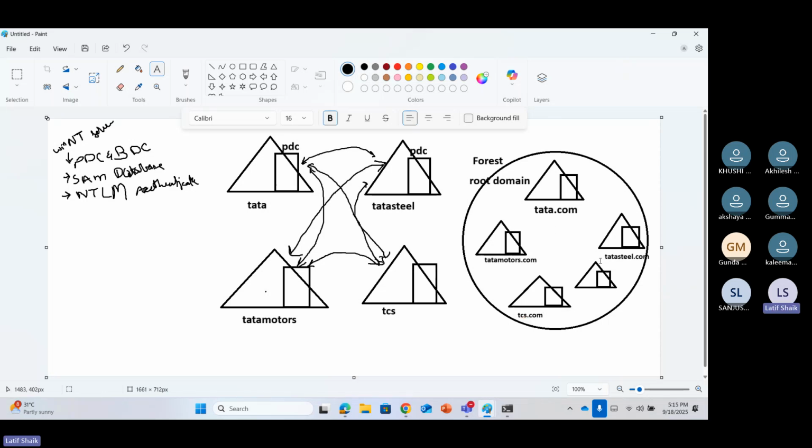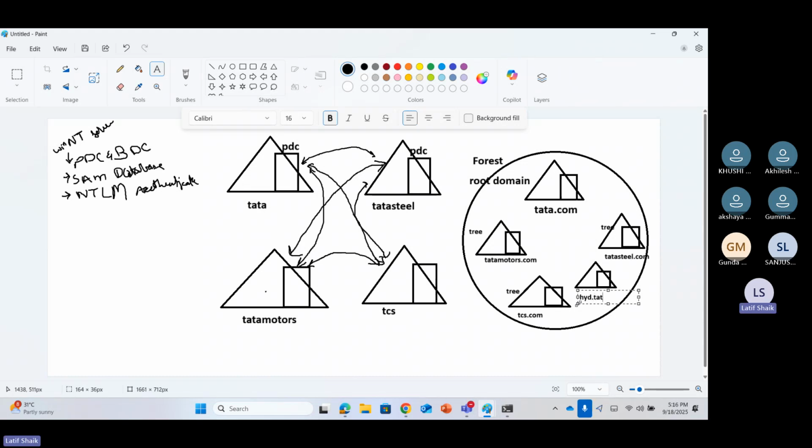So these are individual organizations under Tata, under the same forest. They share a common schema and certain common rules. So what are these things? These are called tree domains. These are all tree domains in the forest. Why did I leave this part? I want to make it a child domain.